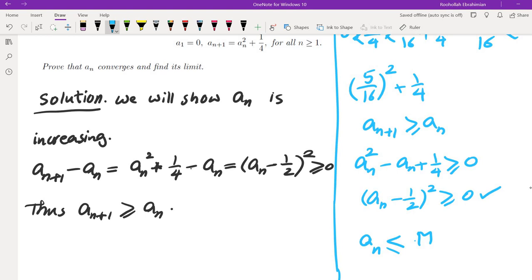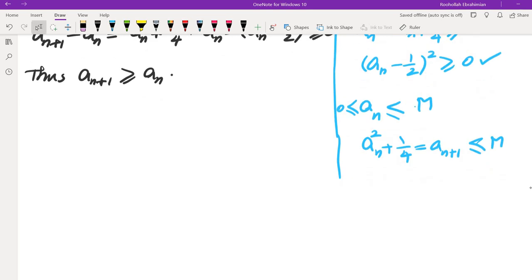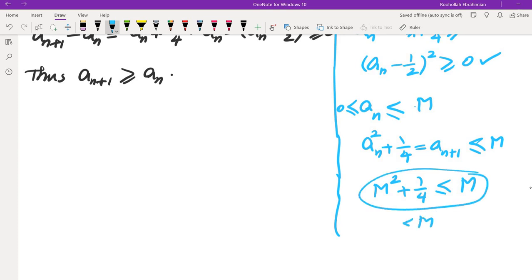Induction is also basing something on the previous assumptions. So if I start with this, and of course I know that a_n is non-negative, a_n squared plus 1/4, which is a_{n+1}, I would like this to be less than or equal to m. But I know this is less than or equal to m squared plus 1/4. So if I can show this, then I'm done. So I need some m that satisfies this, and I also need m to be positive. And by inspection, you can see, for example, 1/2 works.